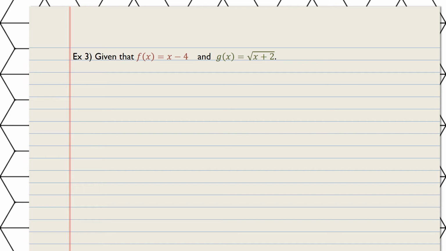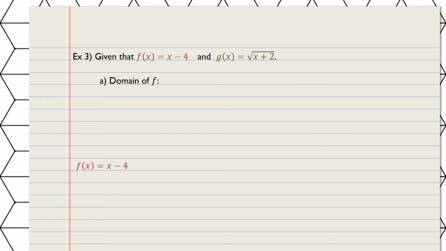Example 3. Given that f of x equals x minus 4 and g of x equals the square root of x plus 2. Part A is asking us to find the domain of f. So only looking at the f function, which is x minus 4.